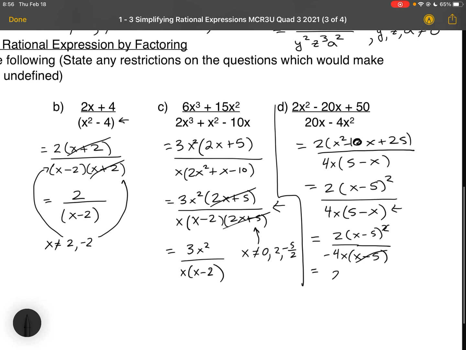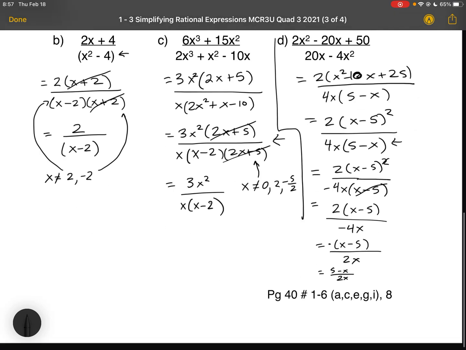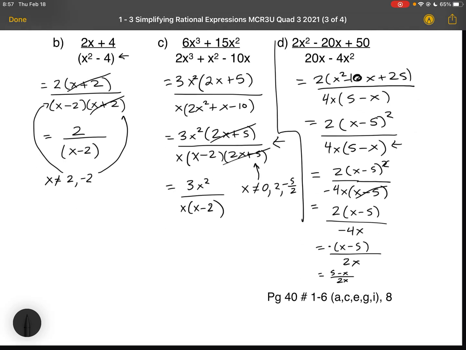leaving me with my simplified expression of 2 times x minus 5 over minus 4x, which I can reduce further as x minus 5 negative over 2x. If I wanted to redistribute the negative, I could write it as 5 minus x over 2x without the brackets.